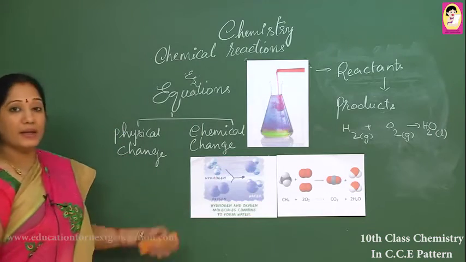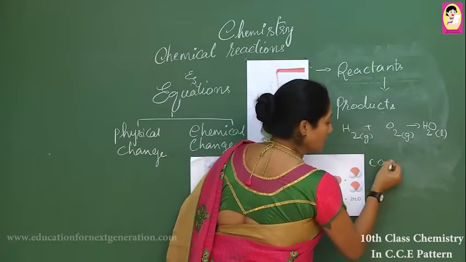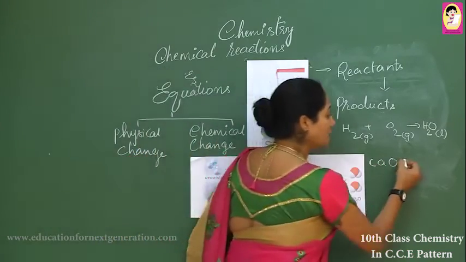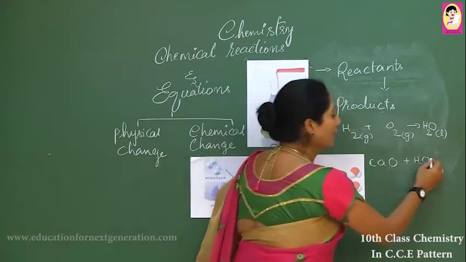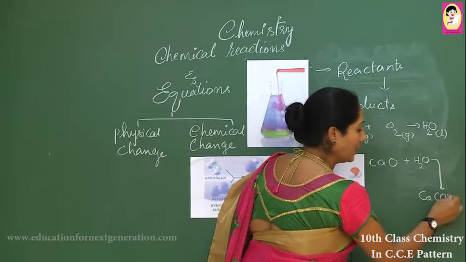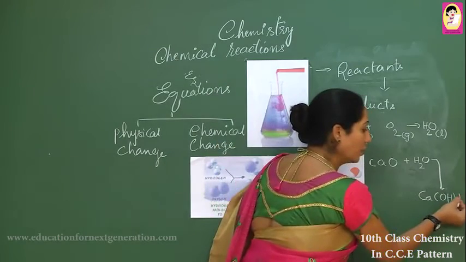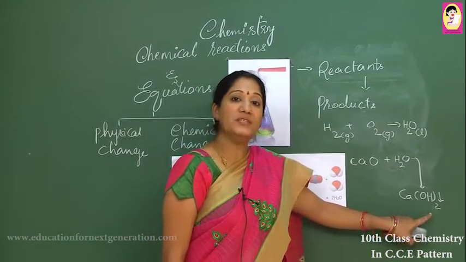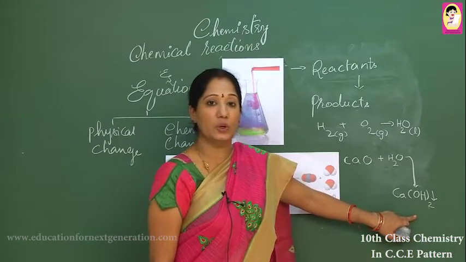Now let us take another example. When this calcium oxide, which is called quicklime, is dissolved in water, it gives rise to a colorless solution called calcium hydroxide, which is insoluble in water. That is why it is obtained in the form of a precipitate. A precipitate is a substance which is insoluble in water or any solvent.